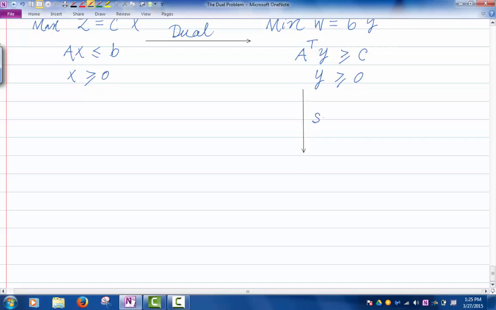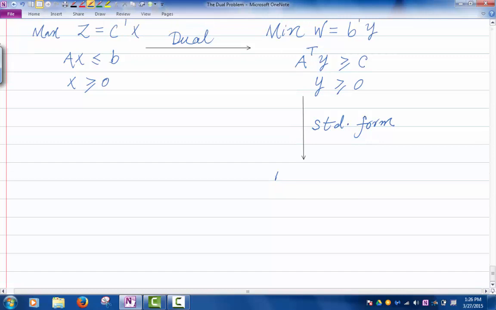So what's the standard form of the dual? Anyone? Standard form means whatever the form of the primal is. Standard form means the objective function needs to be maximized, and all of the functional constraints are less than or equal to. So look at the dual problem. How would you standardize that? What would be my objective function? Now I'm going to be maximizing. If you're minimizing W, you'll be maximizing negative W. So this would be negative B transpose Y.